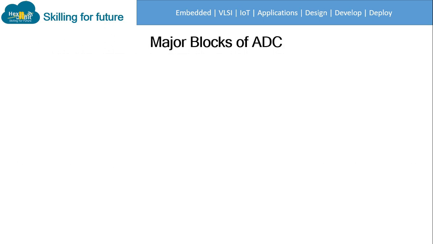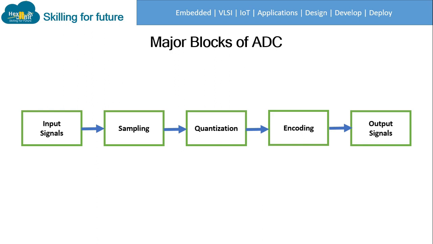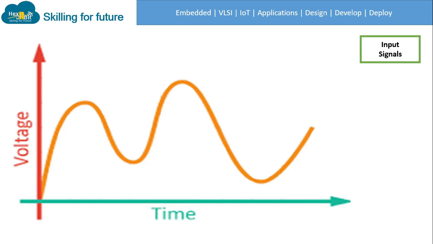Now, major blocks of ADC. There are 5 major blocks of ADC: input signal, sampling, quantization, encoding, and finally the digital output signal. Let's understand this one by one. Suppose there is an input signal. It's just an example of a voltage signal varying with time. So we have an input signal. Simply, we need to convert it into digital data.